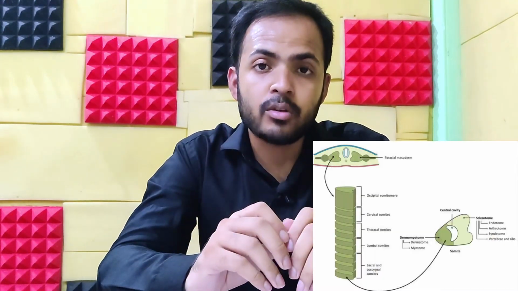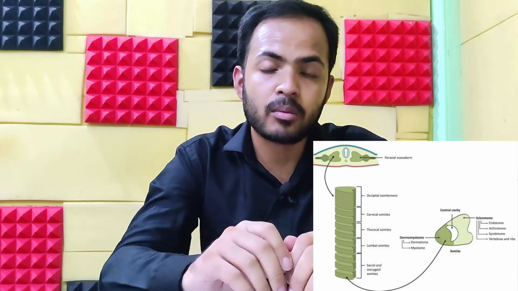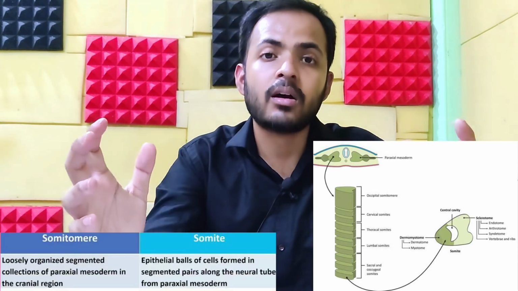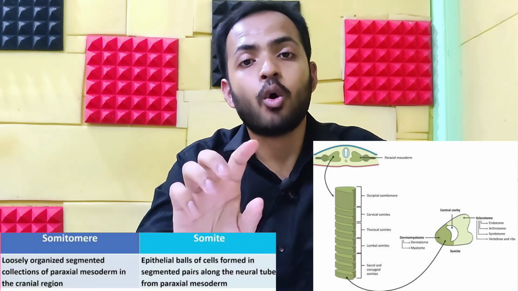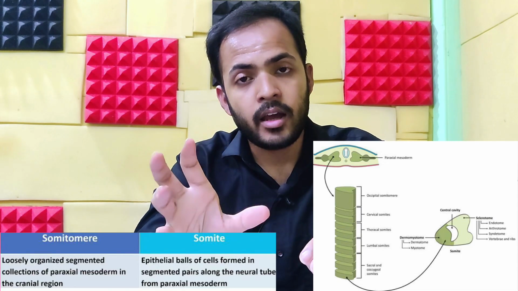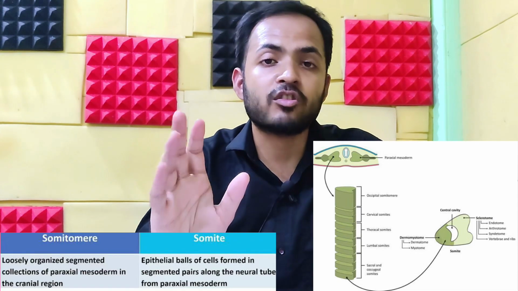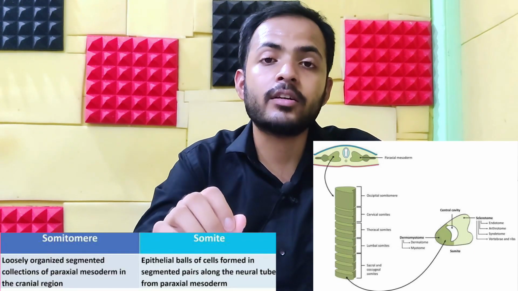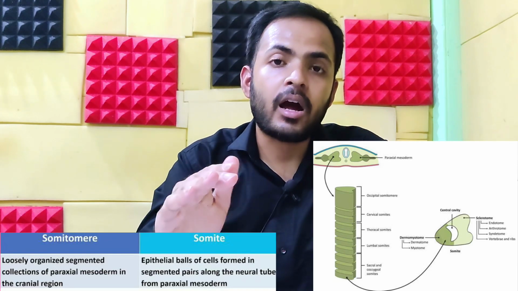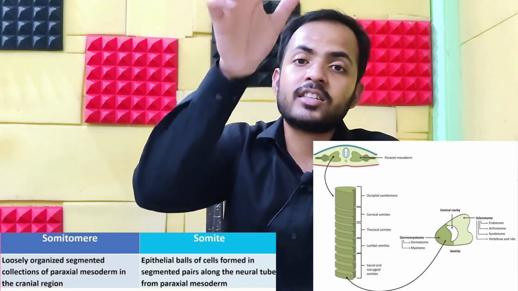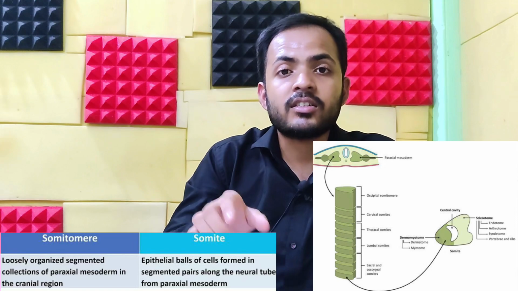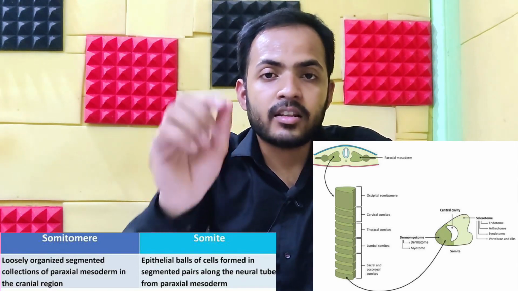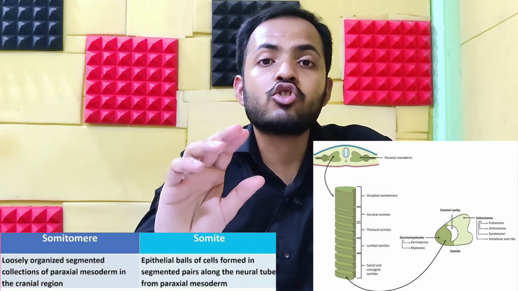In my last video I told you about somitomeres, which ultimately develop from the paraxial mesoderm. What happens? This paraxial mesoderm condenses and forms a whorl-shaped mass. And this mass contains lots and lots of multipotent cells. Now this entire whorl-shaped condensed mass, we call it somitomere. And after a few days, this condensed mass gets elongated and we can see the segmentation area. And this segmented part, we call it somites.